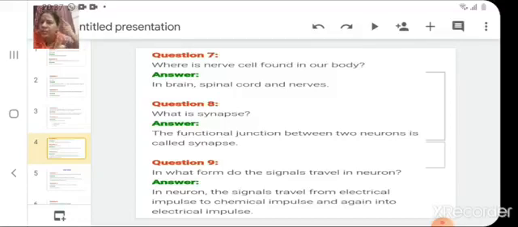Now the next question is, name the plant tissues that provide strength to the plant. Easy question. Answer is sclerenchyma tissue. What are the features of striated muscle fiber? Where do we find them in our body?